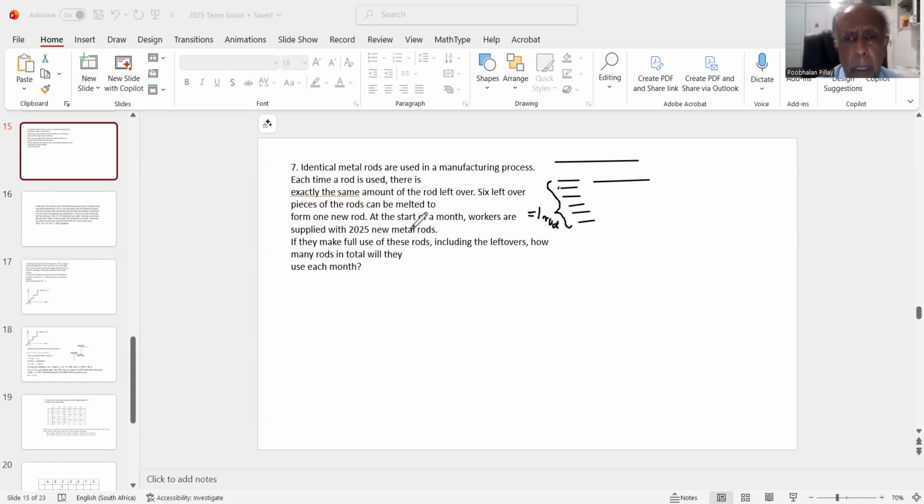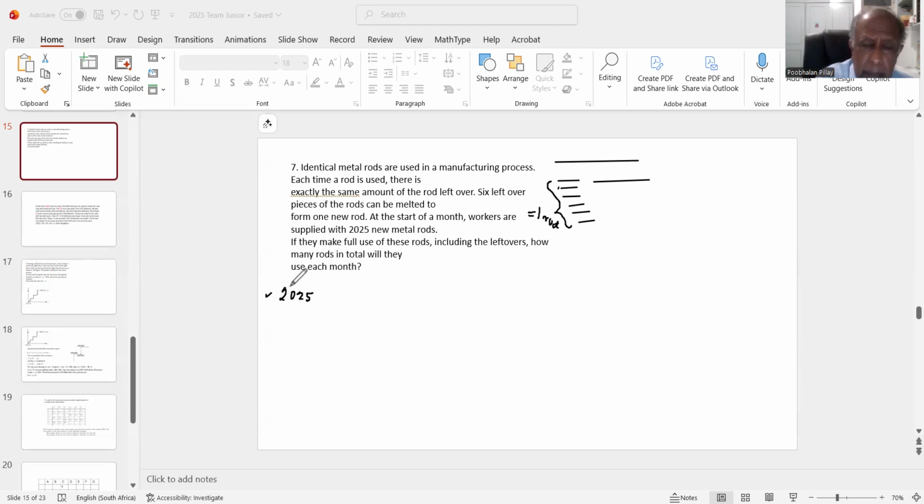Okay. At the start of a month, the workers are supplied with 2,025 new metal rods. If they make full use of these rods, including the leftovers, how many rods in total will they use each month? Okay, so you got 2,025, right? And you use 2,025 rods. Okay, that's fine.